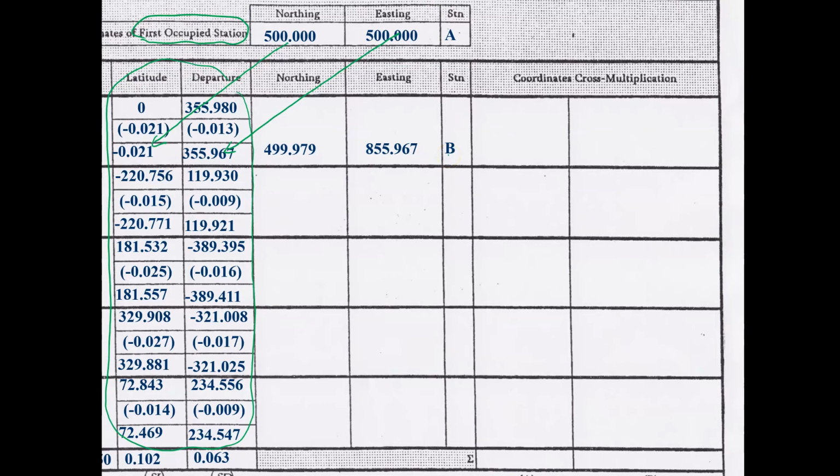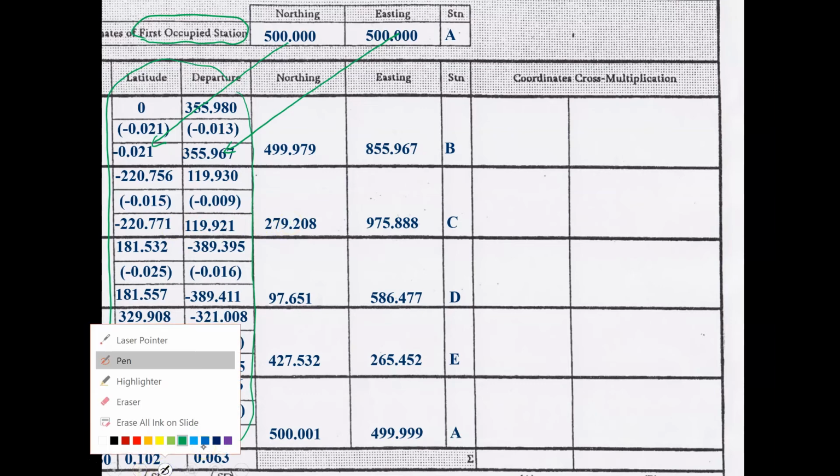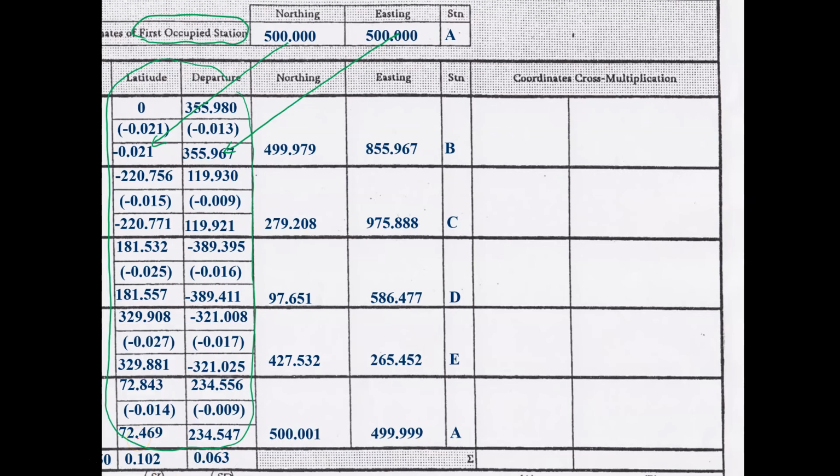Okay, to get C, you simply take that coordinate now. We don't work from A anymore because now we are at B. So B plus that, we'll get that. Let me just use red now. So that one plus that will give you this. Similarly, that one plus that will give you that.